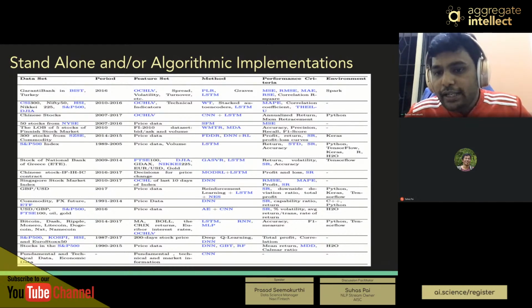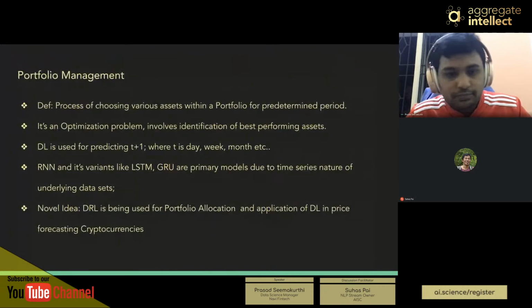Again, in terms of the toolings, people have used distributed computing things like Spark, TensorFlow, and off the shelf models from third-party vendors like H2O, etc.